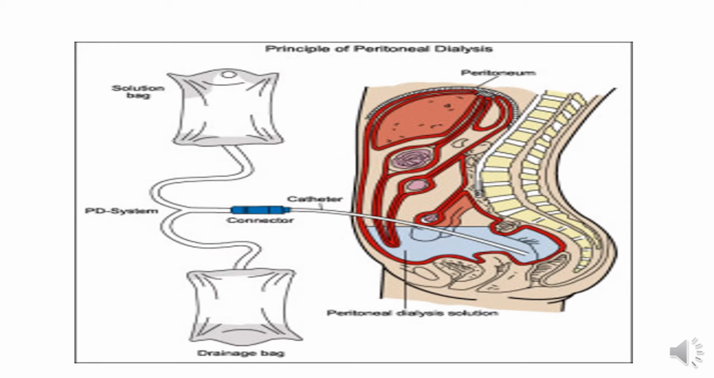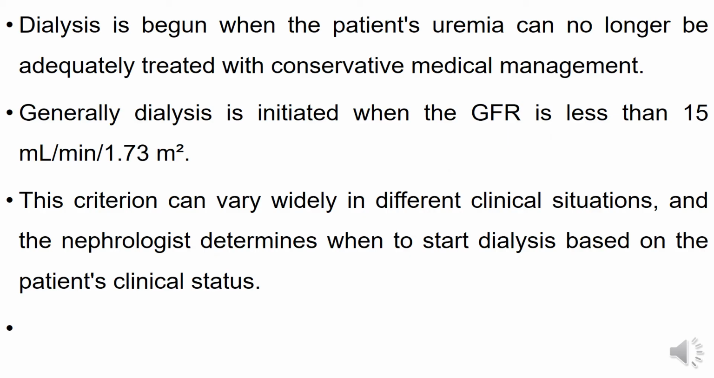This is a picture of peritoneal dialysis. You can see this peritoneal membrane acts as a semi-permeable membrane to remove the waste products. One of the patient complaints is that the patient always feels abdominal fullness. That is one of the major drawbacks of peritoneal dialysis.